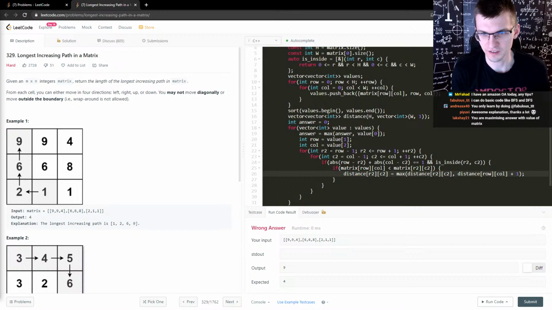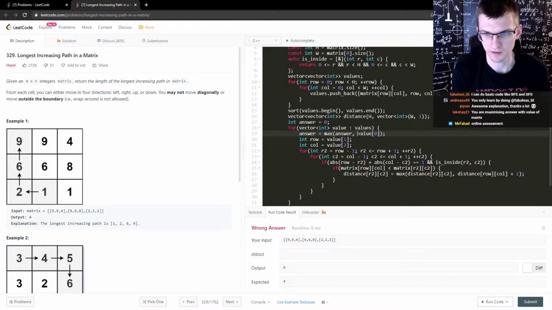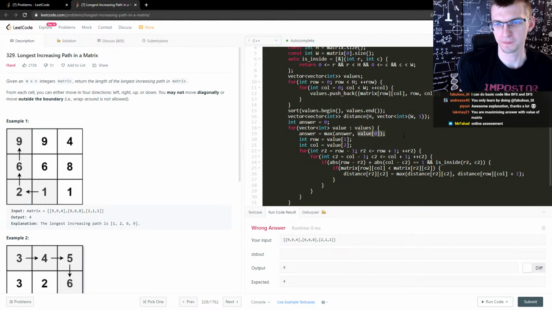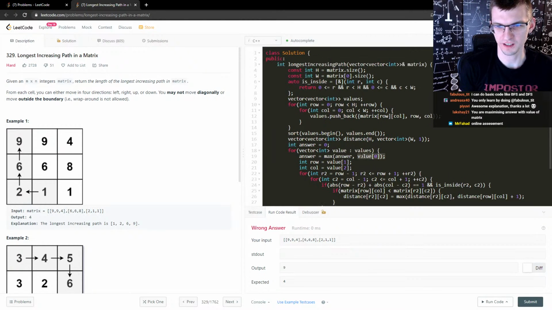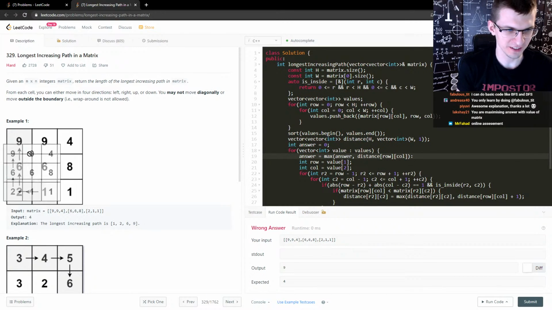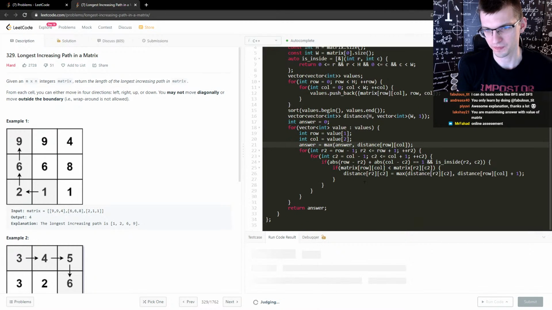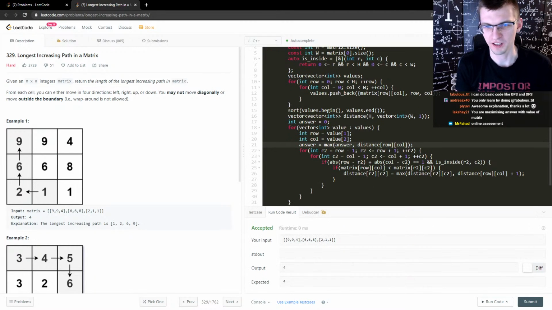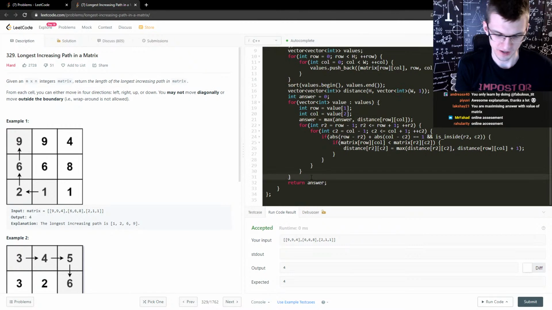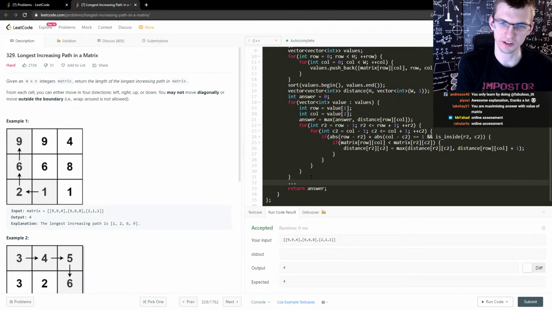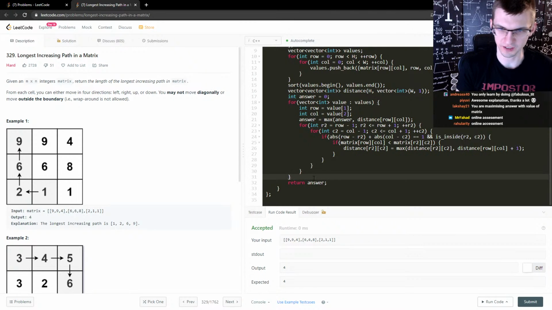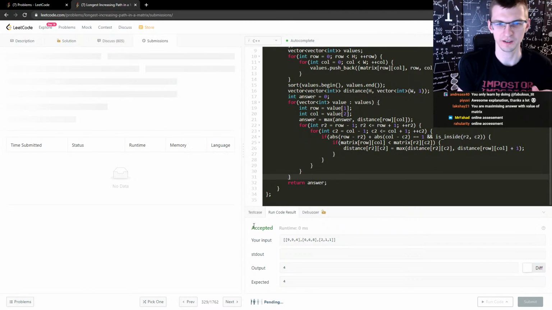Maximizing answer. Yes, I should do that. Oh, I shouldn't do that. I should take distance of, okay. So I actually printed the value from matrix, a 9. And it was just a coincidence that it's equal to size of the grid. Maybe I wouldn't make this mistake if here I iterate over rows and columns to just make answer be maximum of everything.